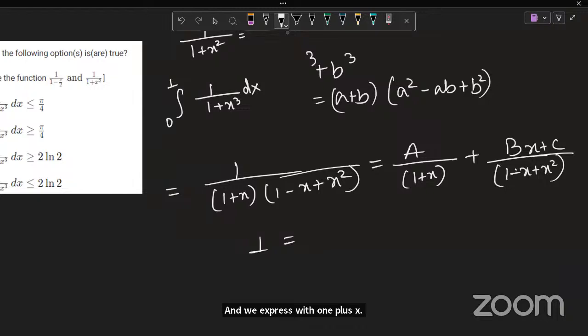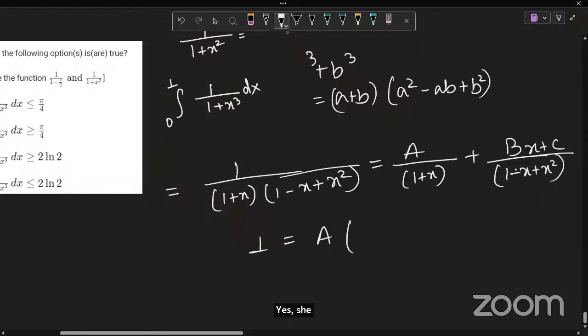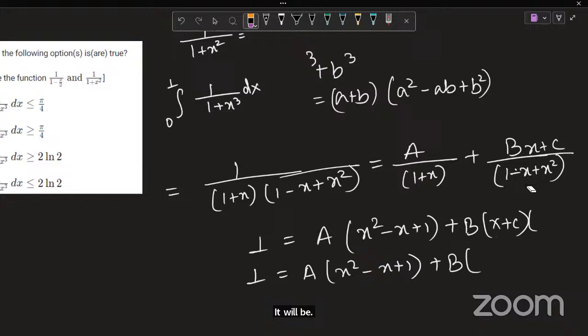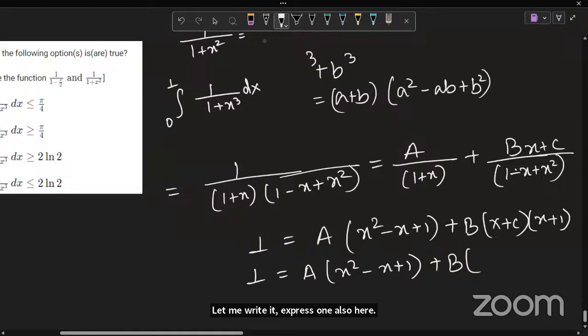Yes, sir, she's correct. So it will be a into what? 1 into x squared minus x plus 1, plus (bx plus c) into (1 plus x). Okay, 1 is equal to a(x squared minus x plus 1) plus (bx plus c) into, let me write it, x plus 1 also here. x plus 1. Here it is x squared. Here it is like that.